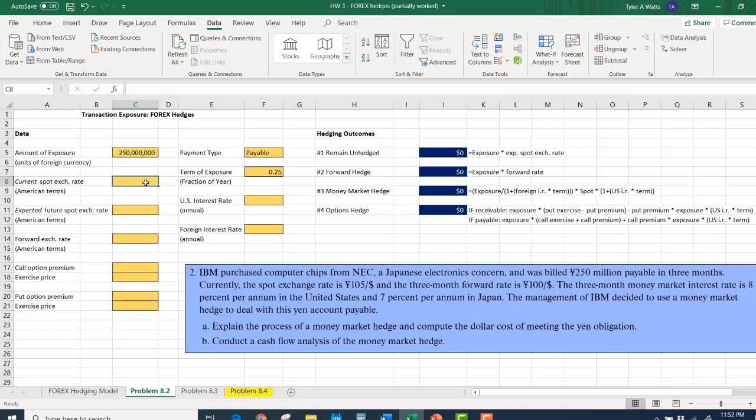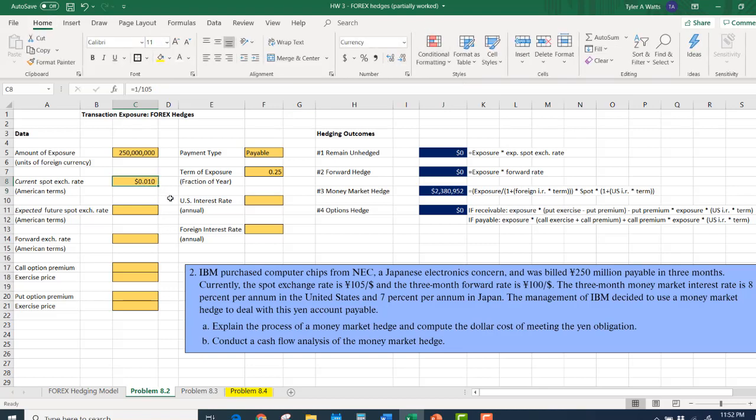But we want this in American terms. We want this in dollars per yen, not yen per dollar. So that's easy enough. We can just divide that, 1 divided by 105. So that's approximately 1 cent. It's actually just a hair less than that. If we showed more decimals, it'd be 0.0095. Okay. The 3-month forward rate is 100 yen per dollar. So that's going to equal 1 divided by 100. That's going to be 1 cent. Show 4 decimals here if you like.